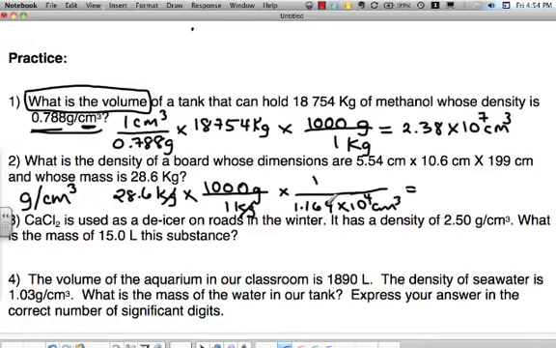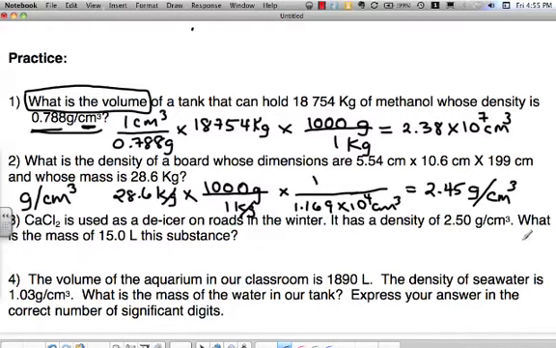And I get 2.45. And 3 significant figures is good. 2.45 times 10 times 10 to the 0. So 2.45 grams per centimeters cubed, because that's what I have, grams over centimeters cubed, and that's what density needs to be. Okay. Number 3.